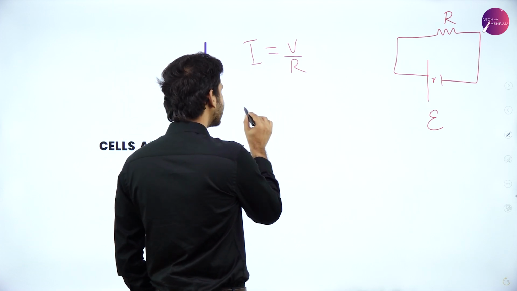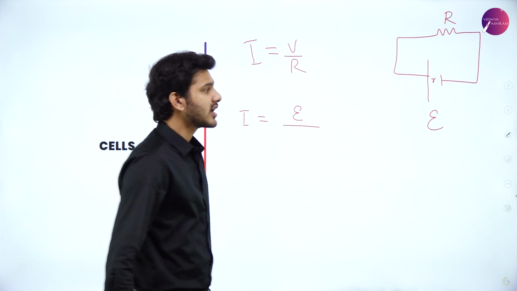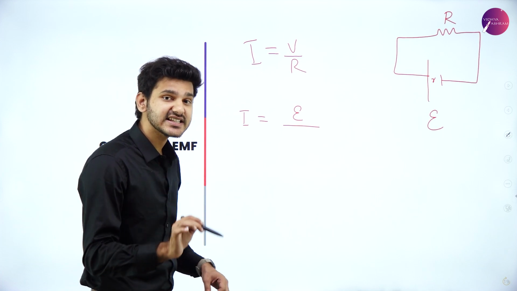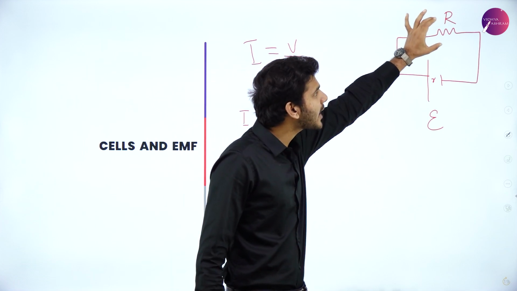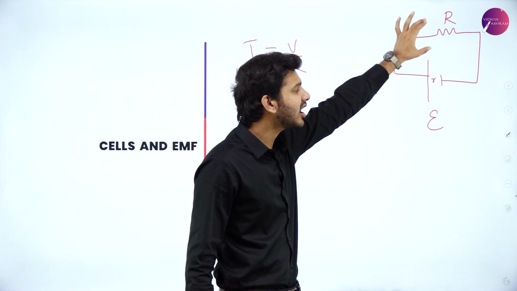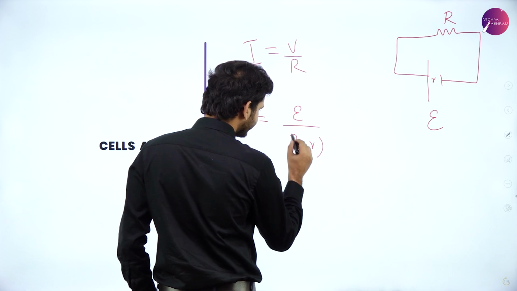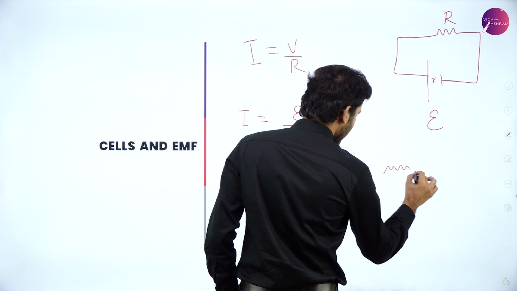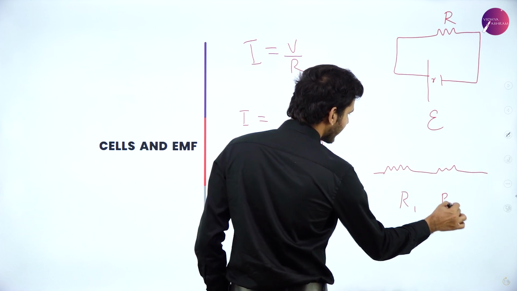So we can write this particular equation as E, that is the EMF of the cell, divided by the total resistance in that particular circuit. So the total resistance is that capital R and small r. These are connected in series. So capital R plus small r. Just so you don't forget, if resistors are connected in series, they add up.